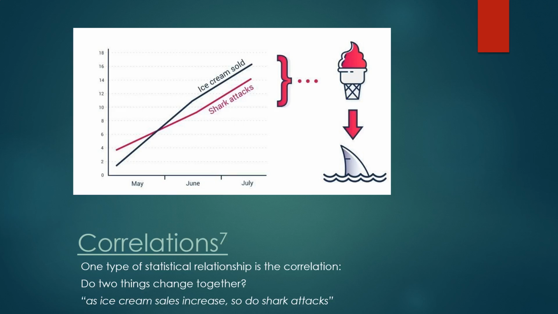For example, this graph here shows a correlation between shark attacks and the amount of ice cream sold in a given month in the summer. And so it looks like as ice cream sales go up, so do shark attacks.